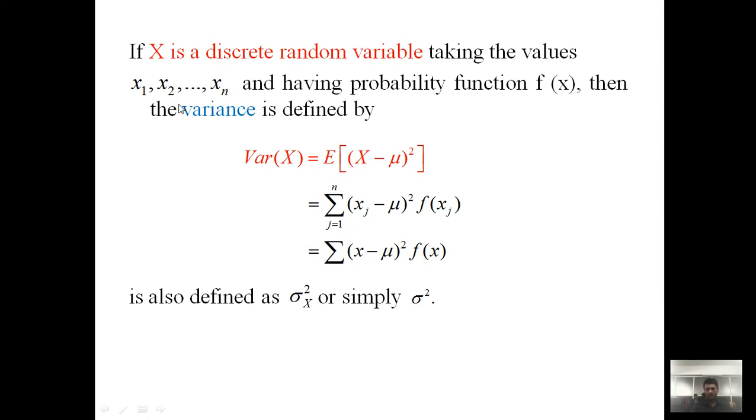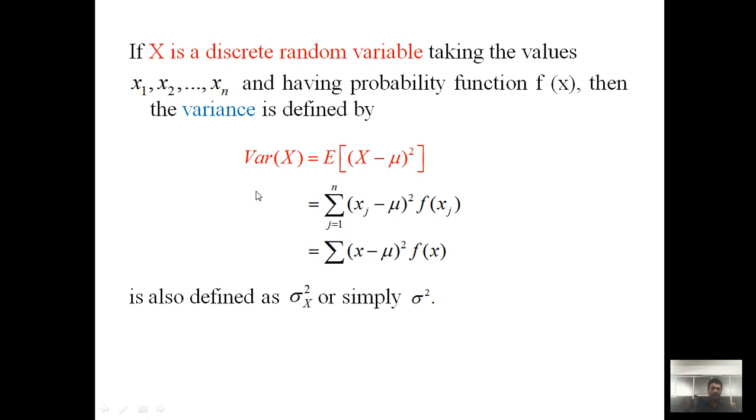Now here we consider that it takes some finite values. So we write the summation, j running from 1 to n, of (xj minus mu) square into f of xj. This comes from the definition of expectation, because we know that the definition of E of x is the summation of x into f of x. But instead of x we write this whole bracket. It is simply rewritten as the sum of (x minus mu) whole square into f of x.